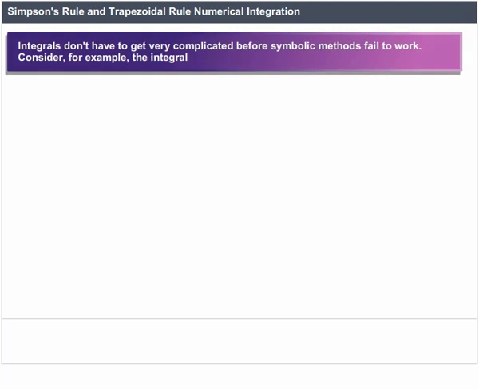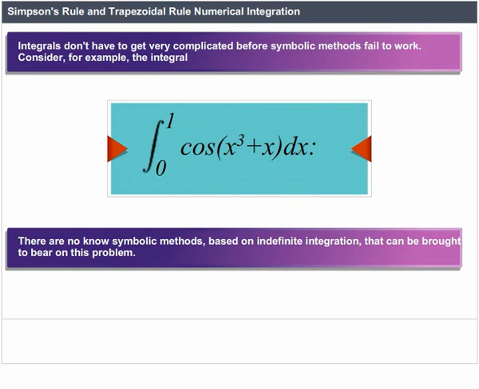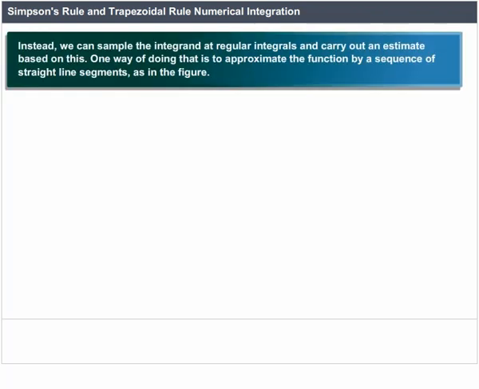Integrals do not have to get very complicated before symbolic methods fail to work. Consider, for example, the integral from 0 to 1 of cos of (x cube plus x) dx. There are no symbolic methods based on indefinite integration that can be brought to bear on this problem. Instead, we can sample the integrand at regular intervals and carry out an estimate based on this.